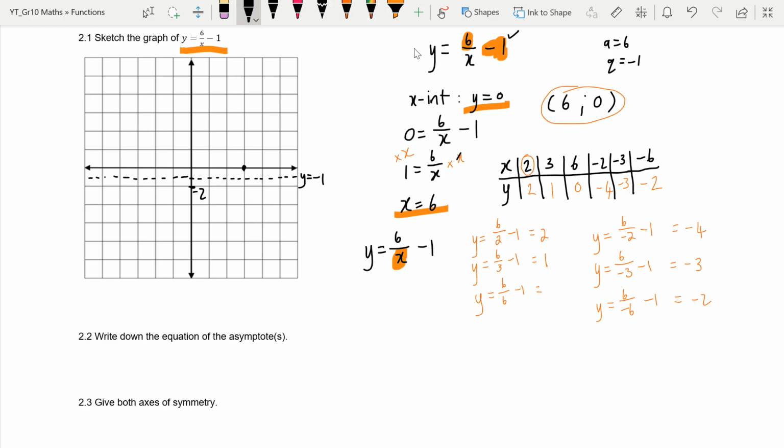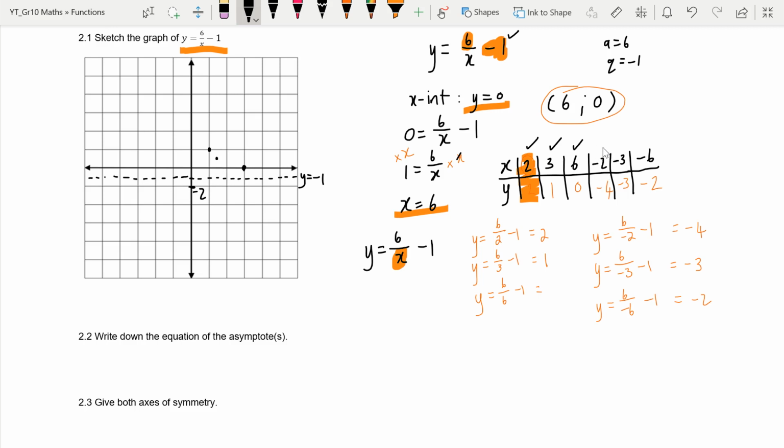So there is my point where my x is 2, my y is 2. So I can go plot that. It's that point over there. And then when my x is 3, my y is 1. Remember, I used one block as 2 units. I mustn't forget that. That one we already plotted.